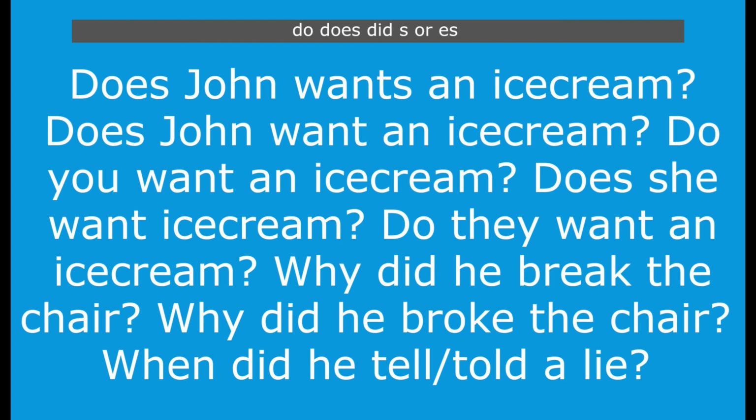So why did he break the chair? We will not say why did he broke the chair. But in the first sentence, who broke the chair, there is no did, so it's about the past, and we have used the second form broke. Who broke this chair? And if you say John broke the chair, why did he break the chair? Break is first form, did is second form. When did is there, we use first form after did.